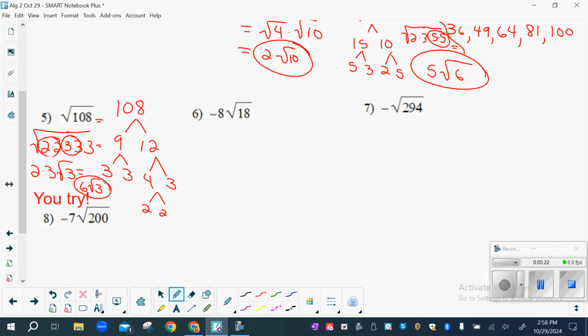Okay, I'm not going to do 7. I'm going to do 8. So if we've got a number on the outside, what does that mean we're doing with that? What operation is that?